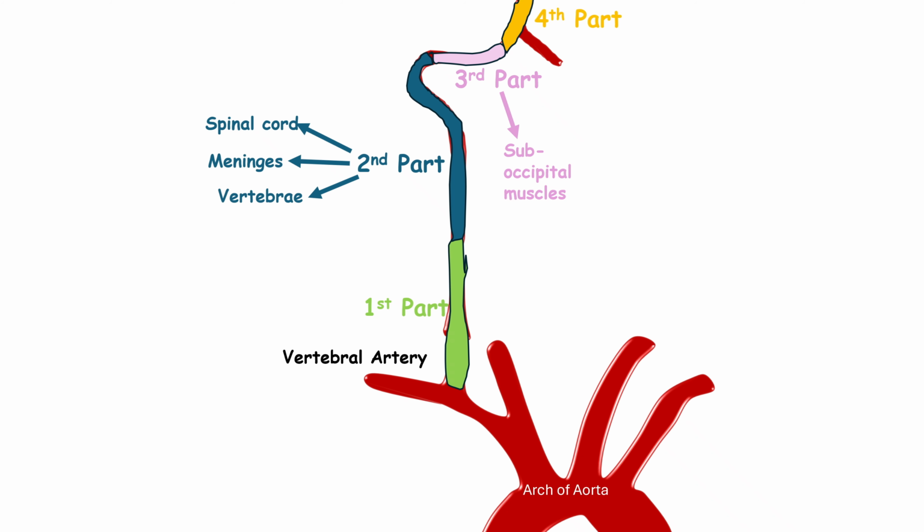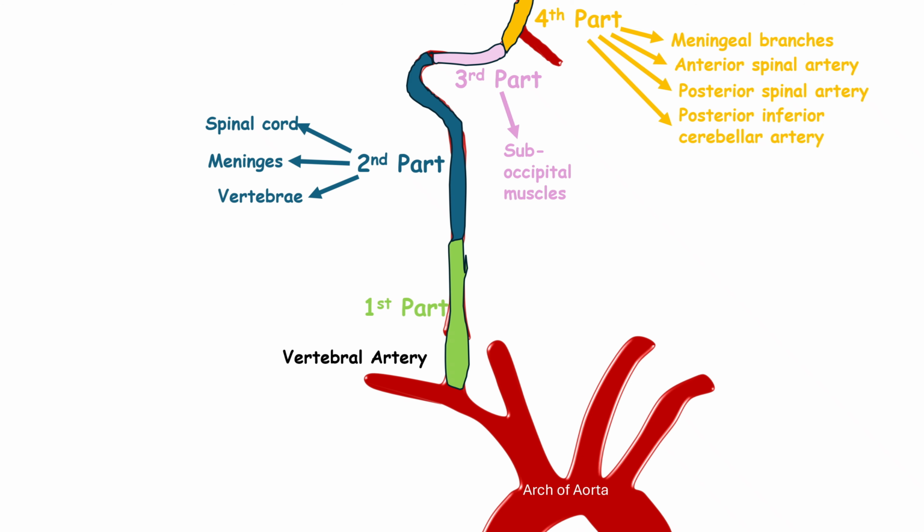The fourth part extends from the posterior atlanto-occipital membrane to the lower border of the pons. Along with the vertebral artery from the opposite side, it forms the basilar artery. It supplies meningeal branches, anterior spinal artery, posterior spinal artery, posterior inferior cerebellar artery, then medullary arteries.